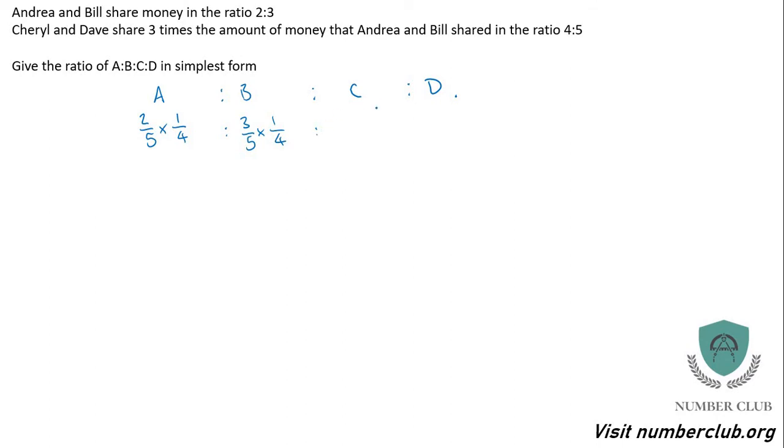Cheryl got 4/9 of 3/4 of the amount of money, and Dave got 5/9 of 3/4 of the amount of money. Okay, multiply these bits up and you get 2 out of 20, 3 out of 20, 4 3s are 12, 4 9s are 36, and 15 out of 36.